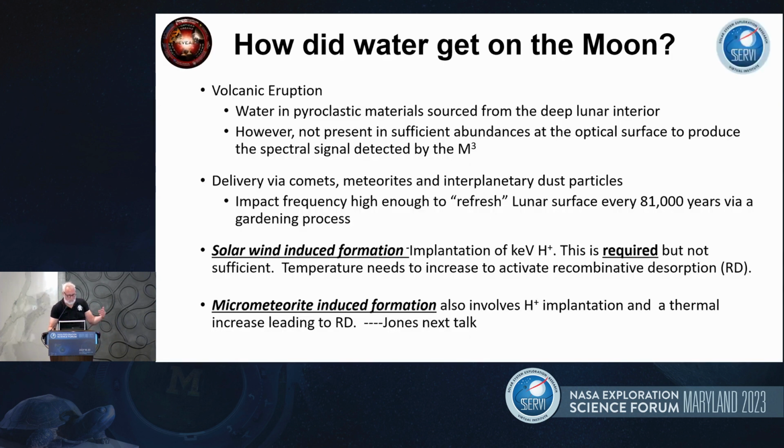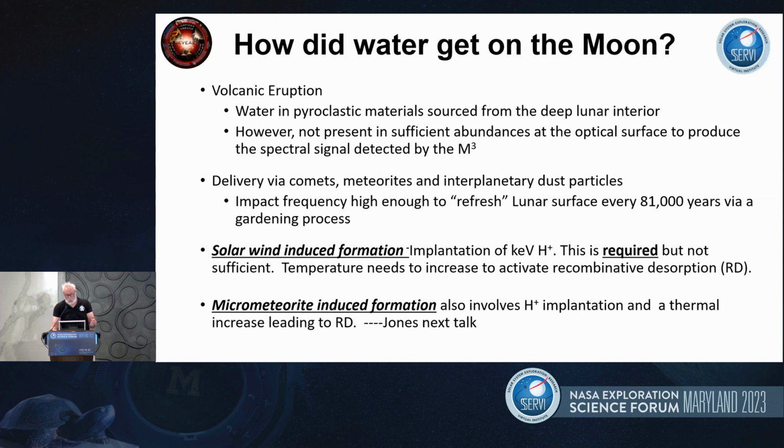Now, I don't want to spend a lot of time on this, but there are lots of different sources for the water: volcanic eruption, water from pyroclastic materials, and delivery via comets, micrometeorites, or interplanetary dust particles. There are issues with these, but they're for sure source terms. Actually, what I would like to speak about is the lower two topics, which is the idea of the solar wind inducing the formation.